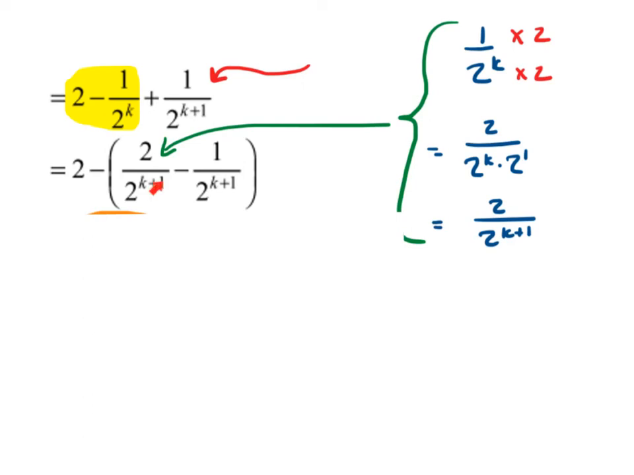Now, hopefully you can see you have a common denominator. So 2 over 2 to the power of k plus 1 minus 1 over 2 to the power of k plus 1. Well, 2 minus 1 is 1. So we have 2 minus 1 over 2 to the power of k plus 1. And this is exactly what we wanted because this is now our right-hand side.